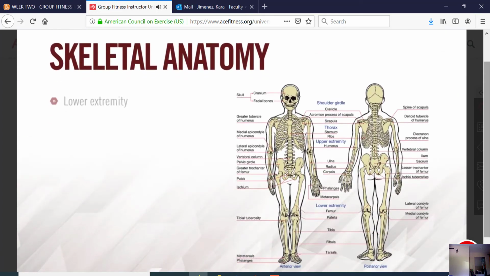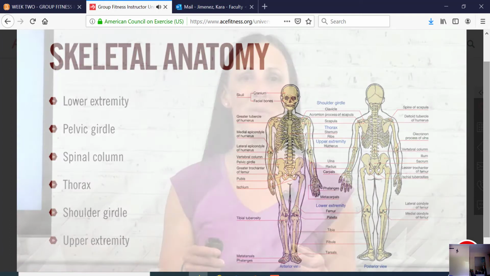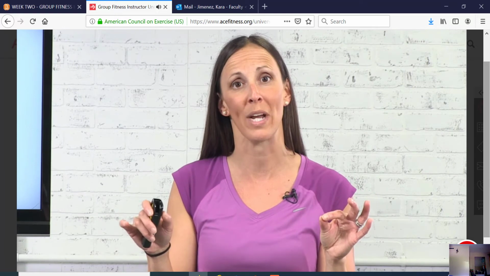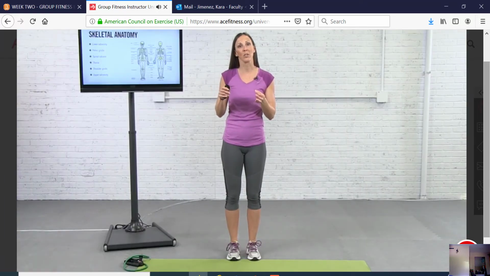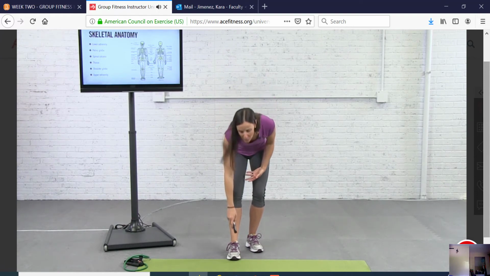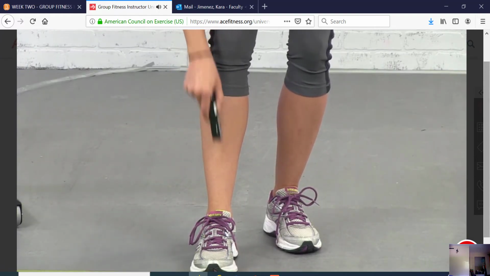There are 208 bones in the human body, and luckily as a group fitness instructor, you do not need to know all of them. But it is important to know landmark bones and where they articulate or where they come together to make a joint. The first joint we'll look at is in the lower portion of the leg. Your ankle joint connects from your foot to the bones in your lower leg.